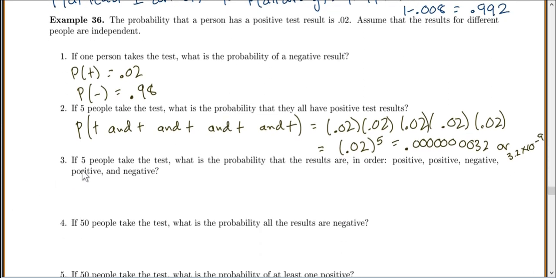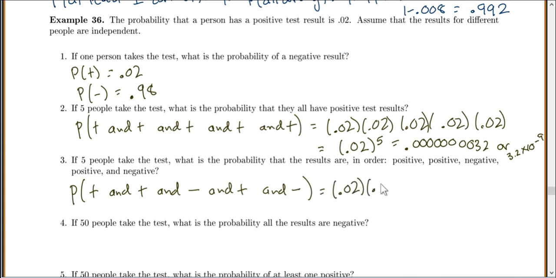Now number 3, if 5 people take the test, what's the probability that the results are in order: positive, positive, negative, positive, and negative? So we need a positive, and a positive, and a negative, and a positive, and a negative. So a positive is 0.02, the next positive is still 0.02, then a negative is 0.98, a positive is 0.02, and a negative is 0.98. This should give me 3.76 times 10 to the negative 4.